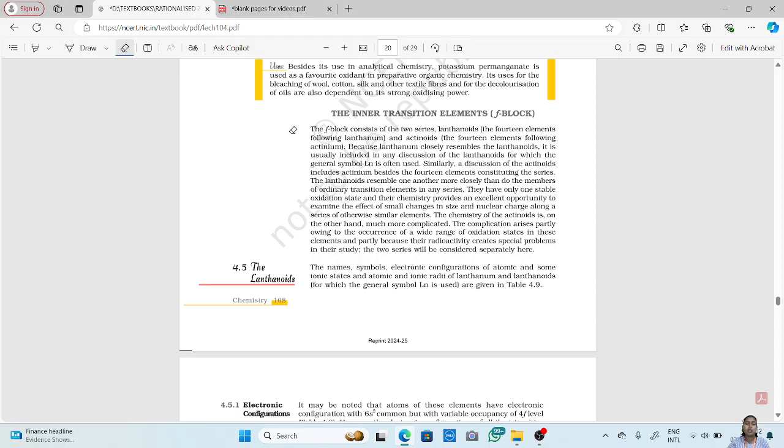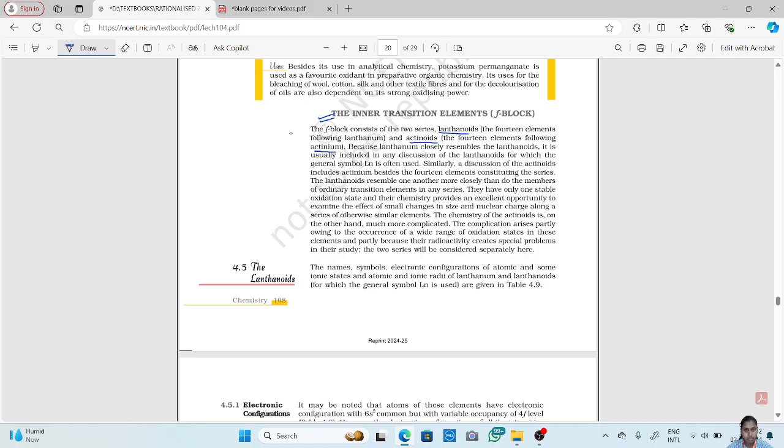Transition metal. So far we have seen about the transition metals, their characteristics, properties, and a few of their important compounds and their preparations. Now in today's video, we'll see about the inner transition metals or the F block. F block consists of two series: lanthanides, the 14 elements following lanthanum, and actinides, the 14 elements following actinium.